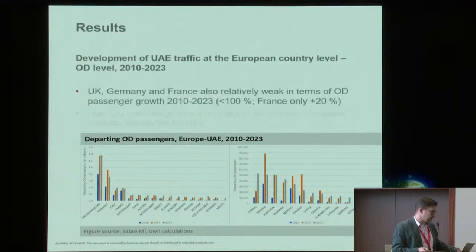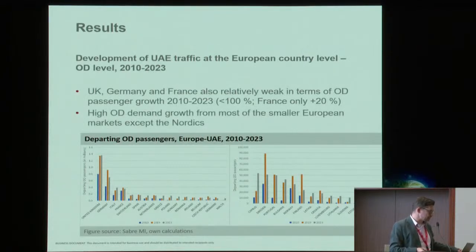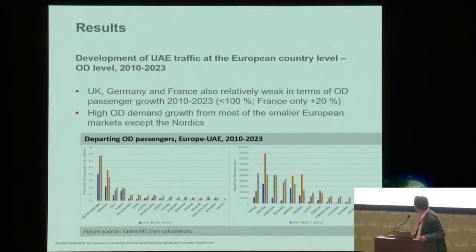If we look at the OD level, we see also that Germany and UK and France, the big markets, have grown relatively weakly over time, especially France with an OD plus of only 20% over 13 years. This is very little. We have high OD growth for most smaller countries again. It's probably difficult to see here, but for example, if we look at Latvia in the middle of the right figure, you see really that the passenger numbers have increased by factor 5 or so.